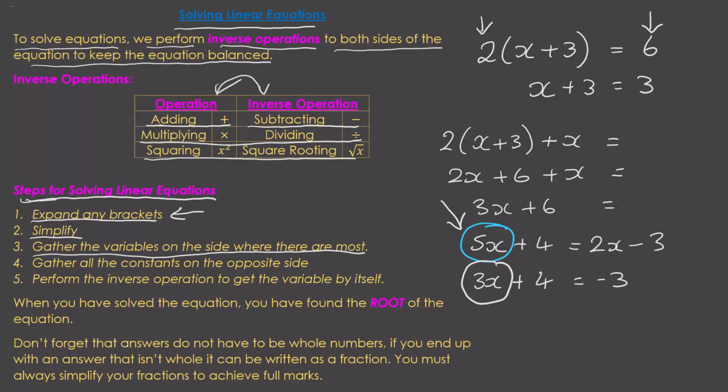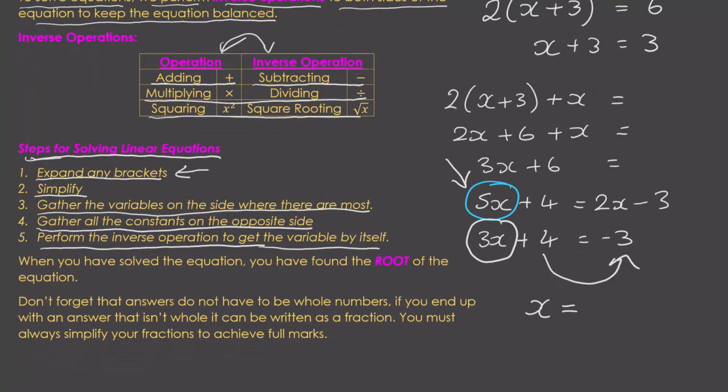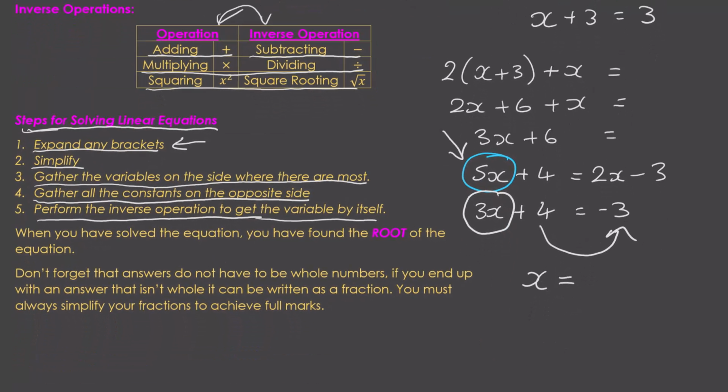And once you've done that, you want to put all the constants on the opposite side. So in other words, this 4 is going to need to go over there. Perform the inverse operation to get the variable by itself. So remember, the answer is always x =, not 2x =, or 3x =, or x + 5 =.